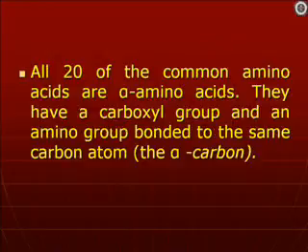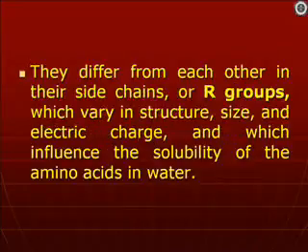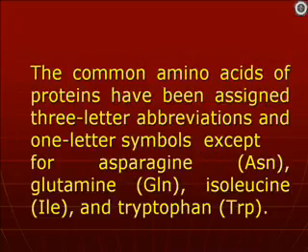All the 20 amino acids are alpha amino acids. They have a carboxyl group and an amino group bonded to the same carbon atom. So they differ from each other only in their side chains or R groups, which vary in structure, size, and electric charge, and which influence the solubility of the amino acid in water.